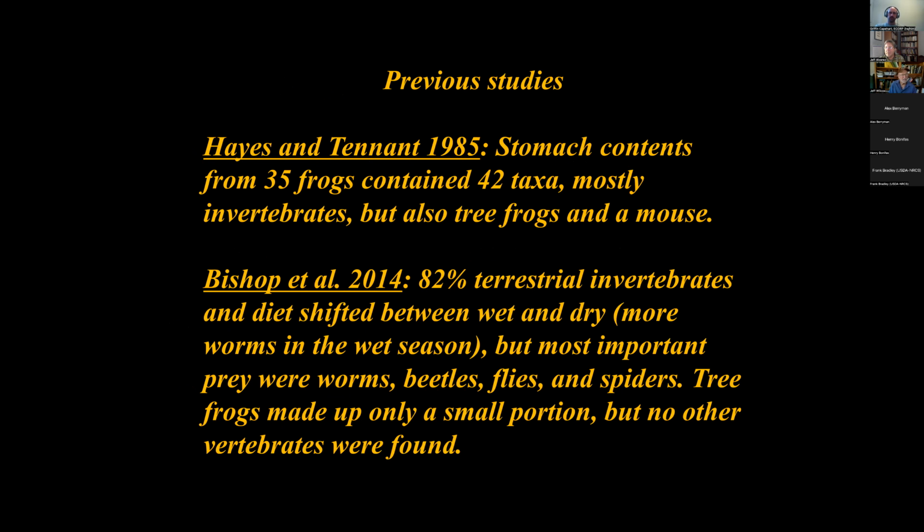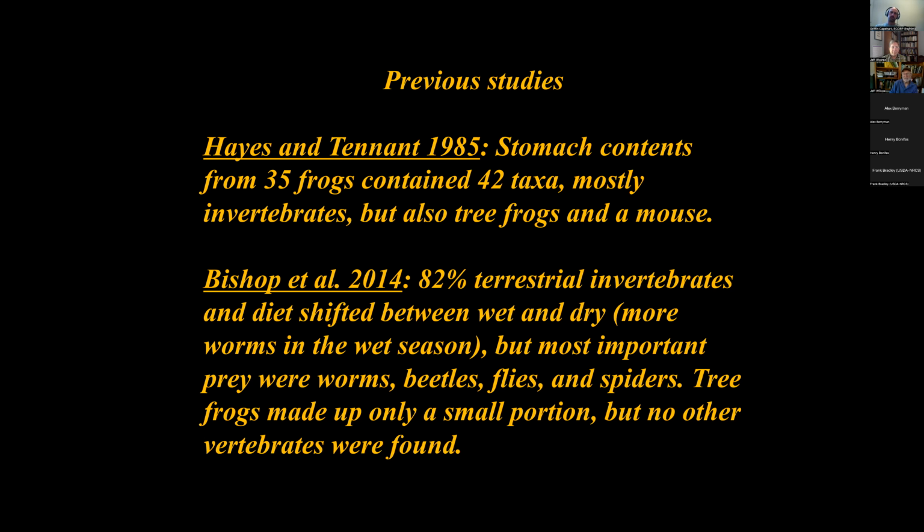Hayes and Tennant in 1985 did the first real diet study. They focused on some live captured, but mostly museum specimens. And they determined primarily that invertebrates were the prey, but they did find a mouse and they found one tree frog, though their sample size is only 35 frogs, so it's not a big one. But I have been doing my own museum study and I'm finding tree frogs much more frequently than they did. The best study and the most comprehensive one is from Megan Bishop. I think it's in Journal of Herpetology.